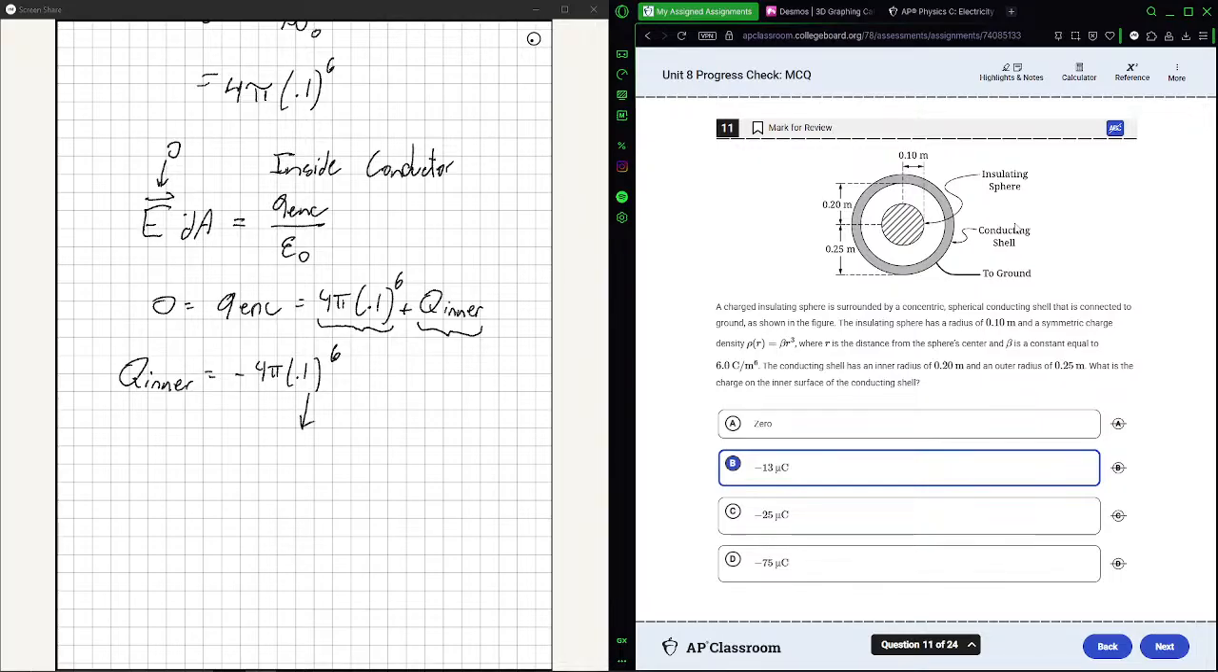And that 10 to the negative 6 is equal to that, and the units are coulombs, so it's negative 4 pi coulombs. Negative 4 pi is roughly negative 12, or 13 in this case.